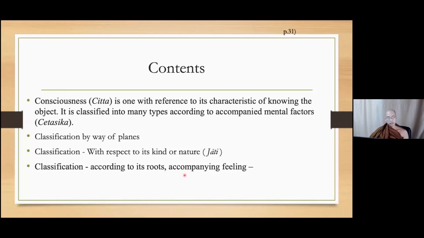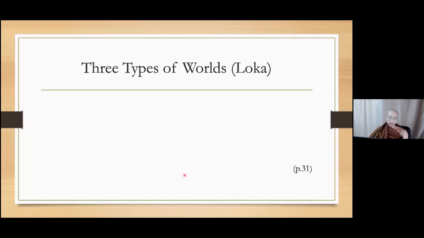into different categories. Before we continue our classification of consciousness, we need to know the 3 types of world, loka. The first is satta loka. Here satta is living beings and loka is world, so satta loka means the world of living beings.